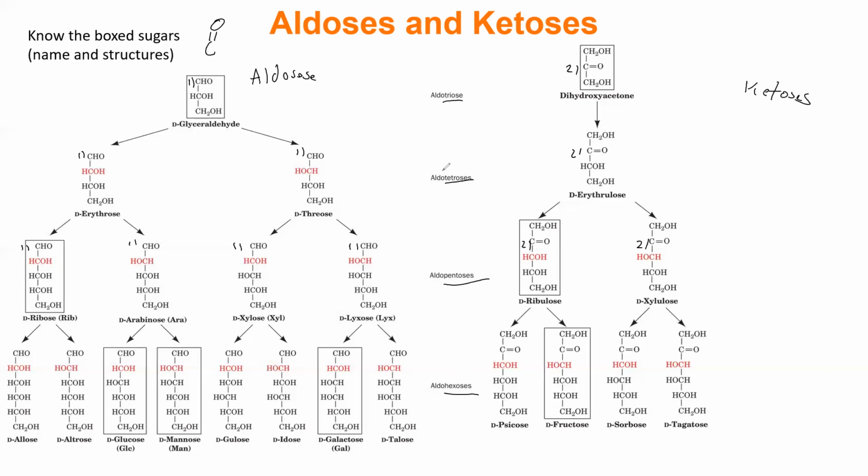One, you classify them by aldose or ketose. Then two, you classify them based on how many carbons make up your sugar. Right now, all we're looking at is sugars in their linear forms. So make sure you know the box sugars for test 3.